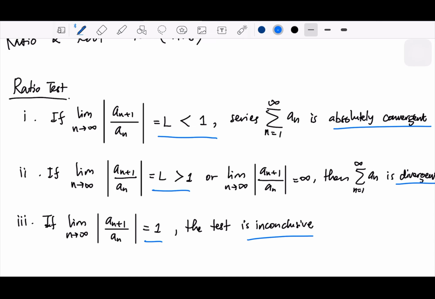Okay? So you need to use another method. This is also the most widely applicable test for series. Because most series can be solved by the ratio test.